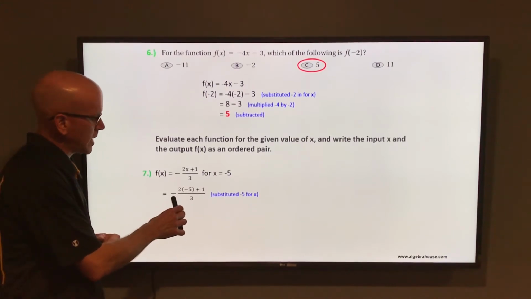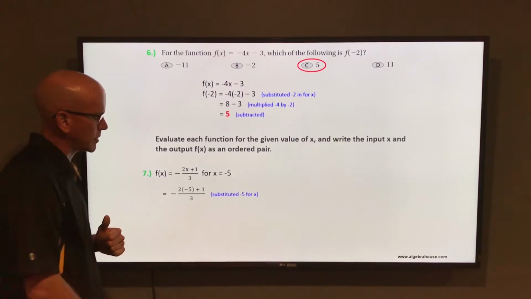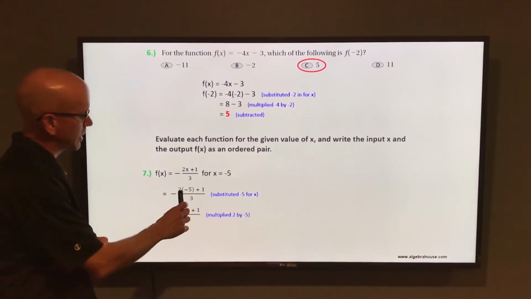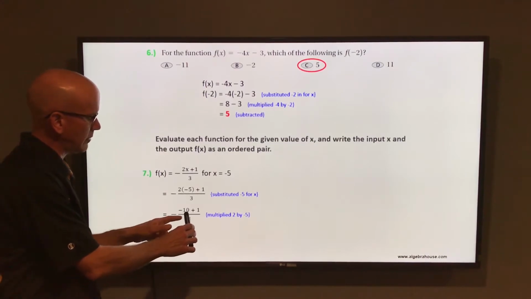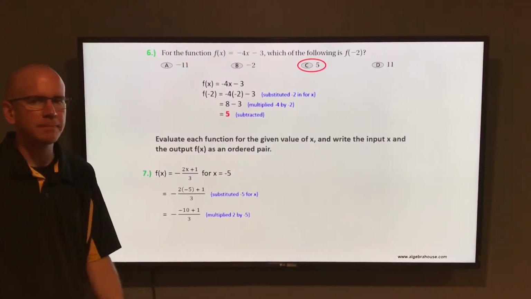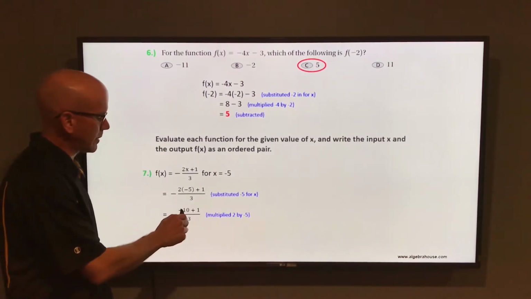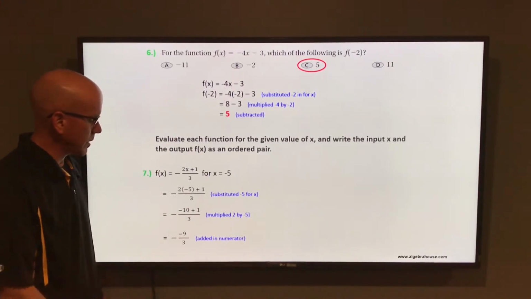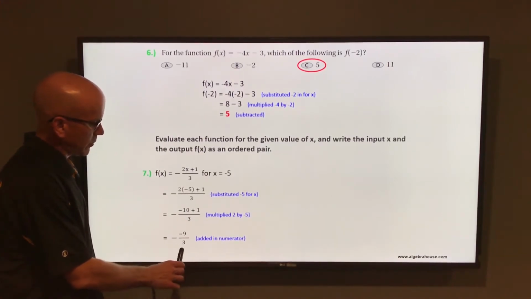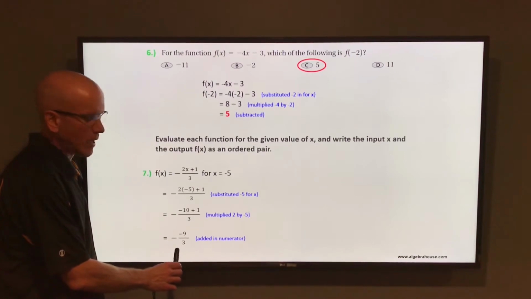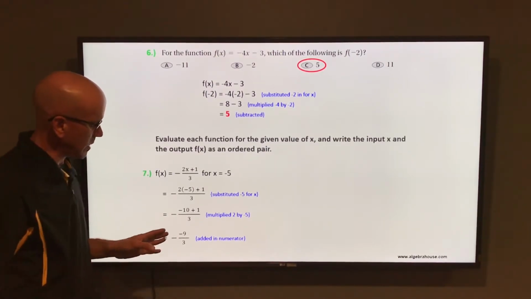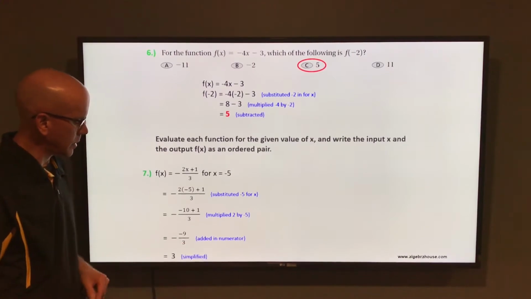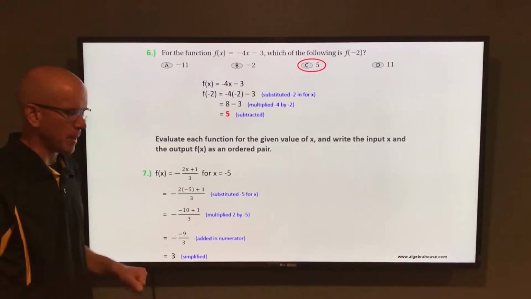So you're taking the negative of, watch your signs there, the negative of 2 times negative 5 plus 1 over 3. We'll do the 2 times negative 5 first. It's going to be negative 10. So we still have the negative of negative 10 plus 1 over 3. In the numerator, negative 10 plus 1, that would be negative 9. So we have negative 9 over 3, but we're still taking the negative of that. Remember, two negative signs back to back will make a positive. So the negative of negative 9 over 3 will turn out to be a positive 3.